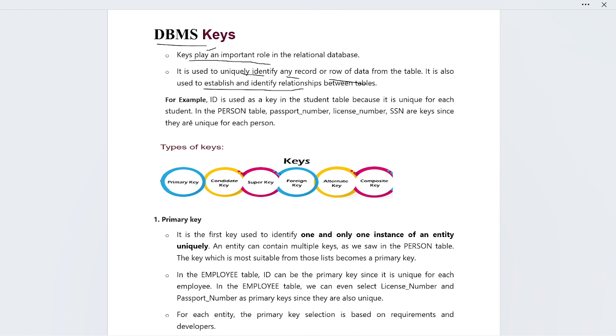For example, ID is used as a key in a student table because it is unique for each student. In a person table, passport, license number, and SSN are keys since they are unique for each person. Like ID is used as a key in a student table that uniquely identifies the record. So these are the types of keys which I'm going to explain.